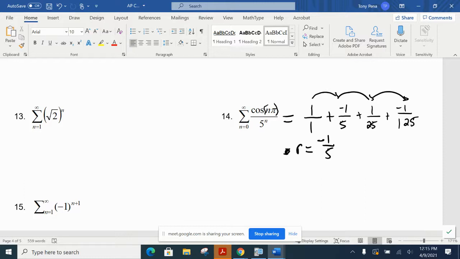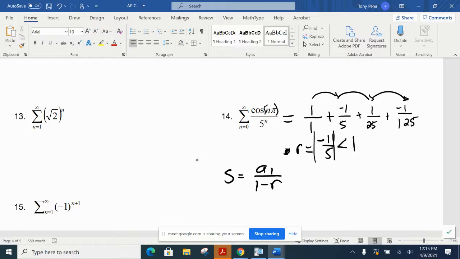Then we talked yesterday that this will have a sum, this will converge to a sum if the absolute value of our ratio is less than a 1. So pretty clearly, you don't necessarily want to change this on yours, but the absolute value of this definitely is less than a 1. So this should converge, and then it should converge to this sum here.